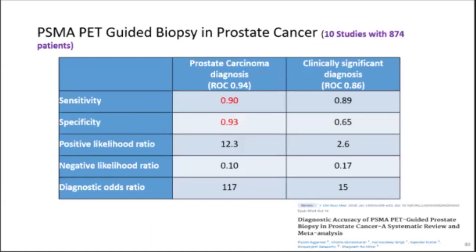A meta-analysis was done recently, including 5 prospective studies with a total of 497 patients to evaluate the diagnostic accuracy of PSMA PET-targeted biopsy in detecting clinically significant prostate cancer. The pooled sensitivity of PSMA PET-CT biopsy was 90%, indicating a high ability to detect clinically significant prostate cancer, and specificity was 93%, which is in conjunction with our study also. So PSMA PET-CT guided biopsy provides a one-stop solution for early diagnosis and staging of prostatic carcinoma.